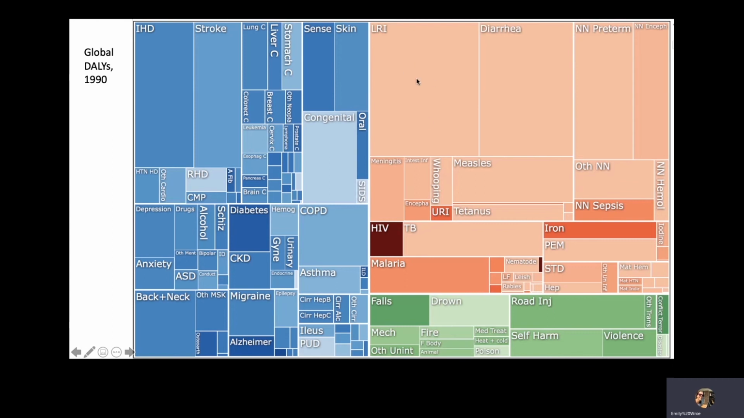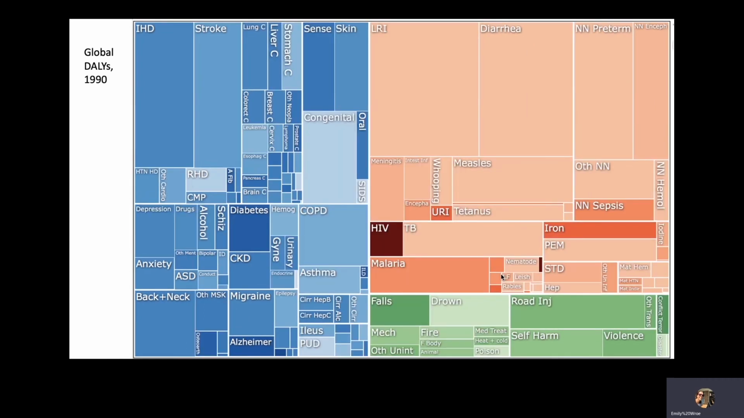So here's lower respiratory infections and diarrhea, measles, HIV was this much. And then you can see all the NCDs and the injuries. And this is the global, so this is for the whole entire world. And now watch the slide as I flip to the next one, what happens in 2016.